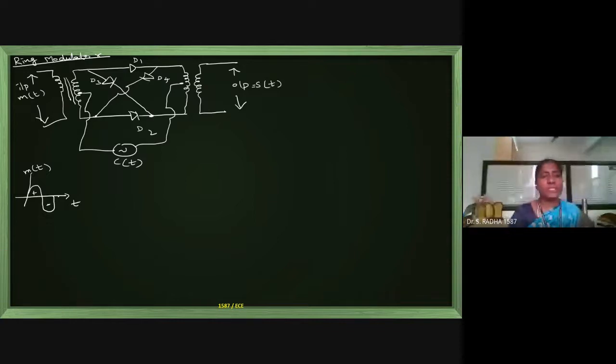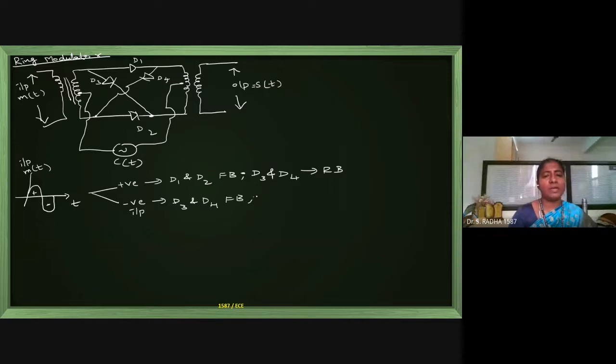If I take the message signal as input, for the positive half cycle, D1 and D2 diodes will be forward biased, and D3, D4 diodes will be reverse biased. And for the negative half cycle of the input, D3 and D4 diodes are forward biased, and D1, D2 diodes are reverse biased, and hence it will work and give the output. So the output will be in the same AM fashion.